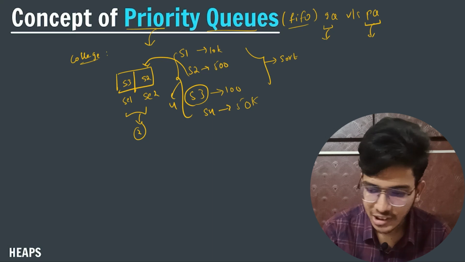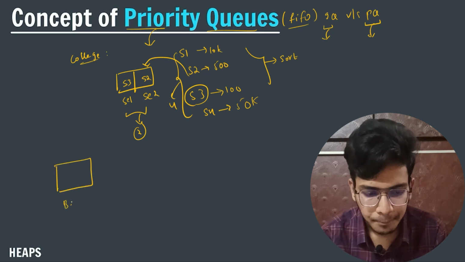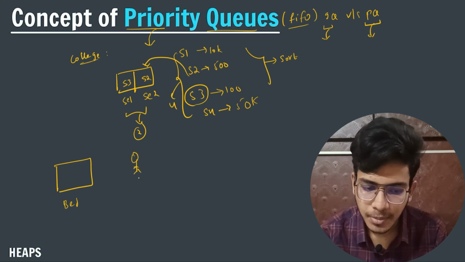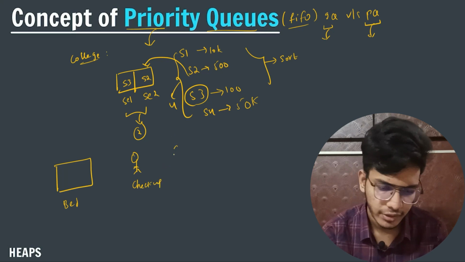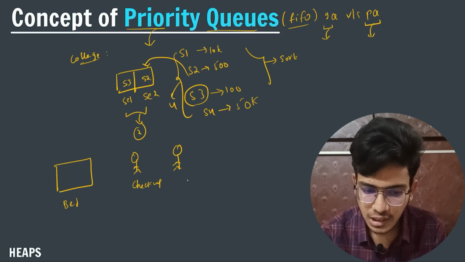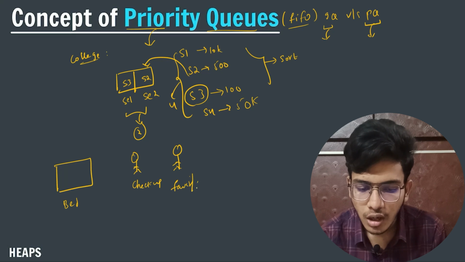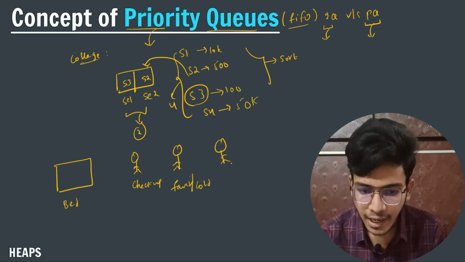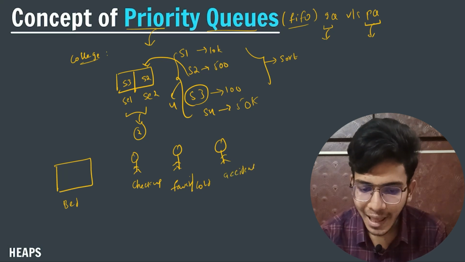And the second best example I can think of is, let's say that in a hospital we have a bed, and there are 3 patients. Let's say that patient 1 has come only for a checkup. He wants a general checkup, so he came first. After that the second patient came, and he has some fever, or a cold. And the third patient came, and he has some severe injuries. He got into some accident.